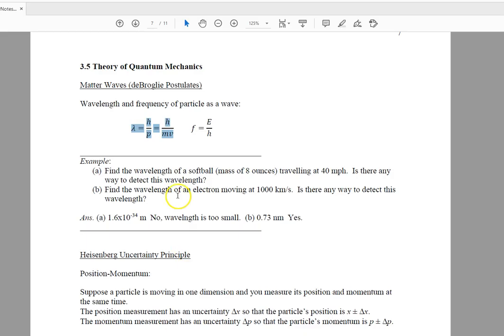So again, make sure you know how to calculate the matter wavelength of a particle. Next video, we'll talk about the Heisenberg uncertainty principle, which is a neat characteristic of the wave-like nature of particles.